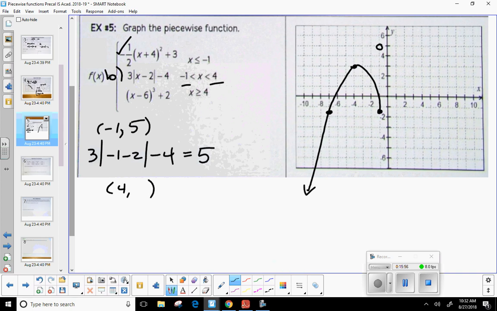So let's go ahead and plug in the 4. So when x is 4, 3 times 4 minus 2, the absolute value, minus 4. What will that become? 2. Okay. So I know I have another point at 4, 2. But what should I do with it? It's got to be open as well.